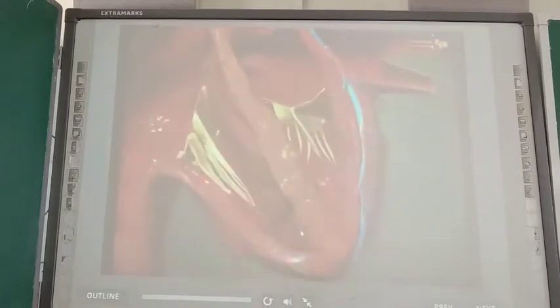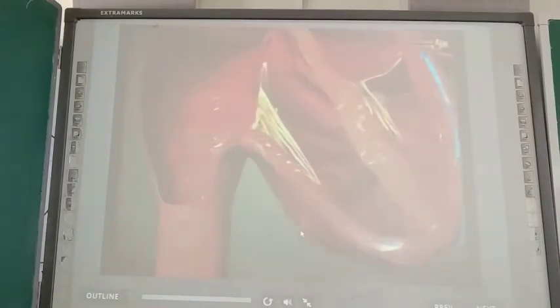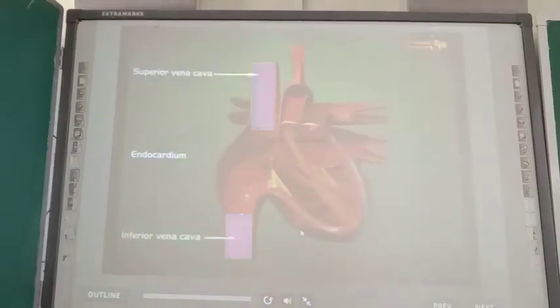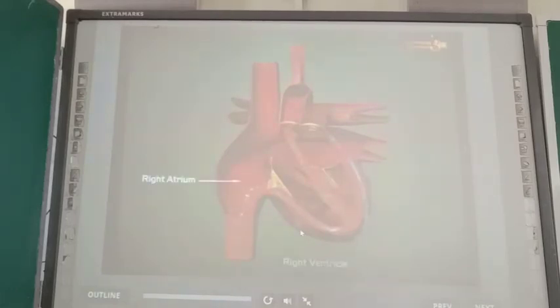Internally, all the 4 chambers are lined by a smooth membranous lining, the endocardium. 2 major veins carrying deoxygenated blood from the body enter the right auricle or atrium. The right atrium communicates with the right ventricle through the opening in the atrioventricular septum. This opening is guarded by a valve called the tricuspid valve. The right ventricle opens into the pulmonary arch, which carries the blood to the lungs for oxygenation.